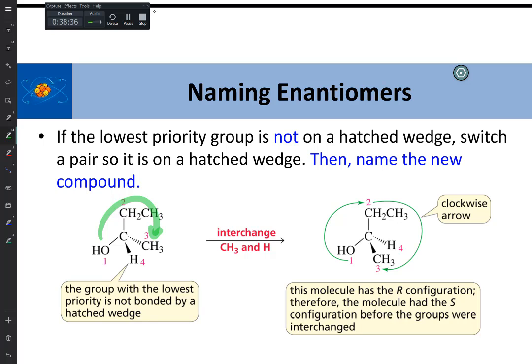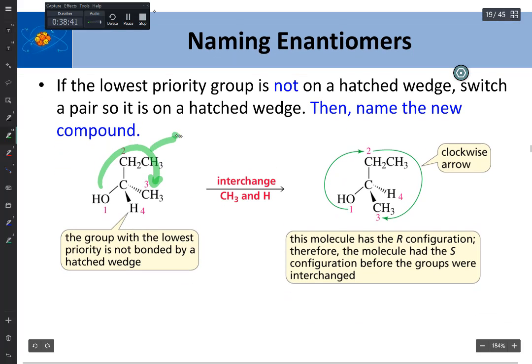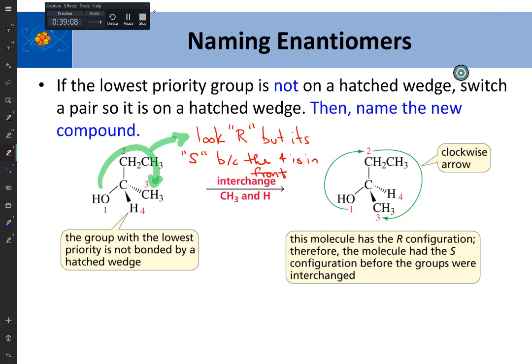So what we typically say is that this one looks like it's R, looks R, but it's S, right? Because the low priority group, the 4 group, is in front, and it needs to be in the back for the assignment of the configuration to make it unambiguous.